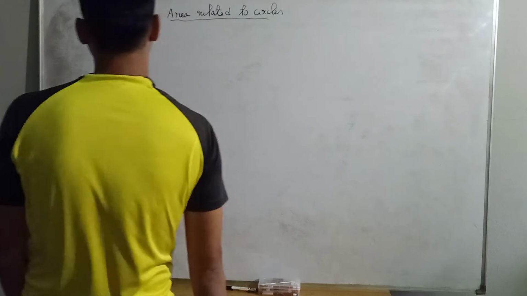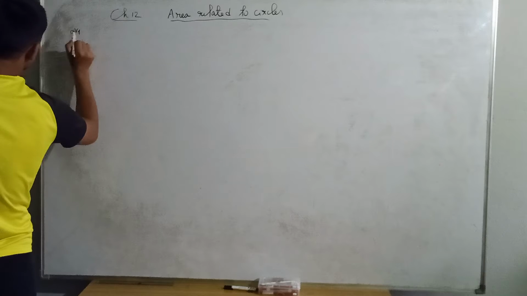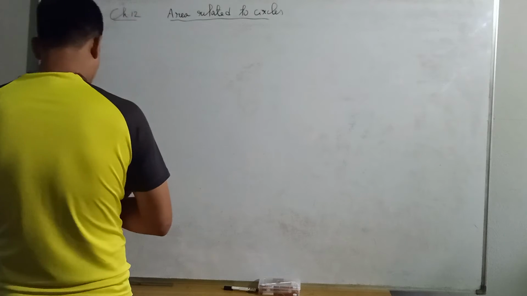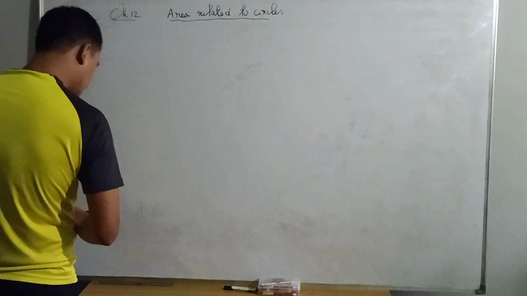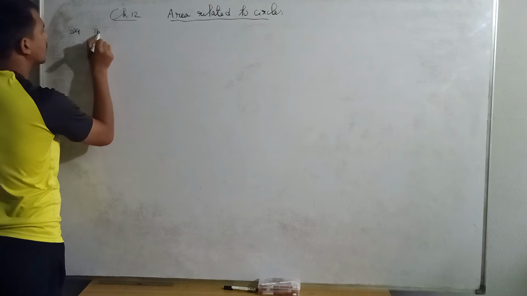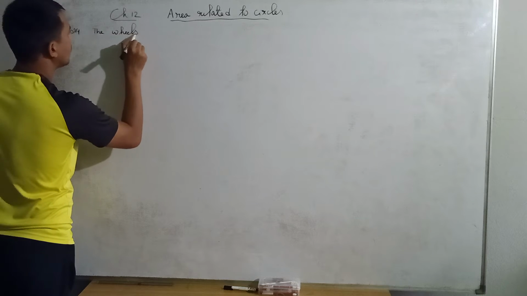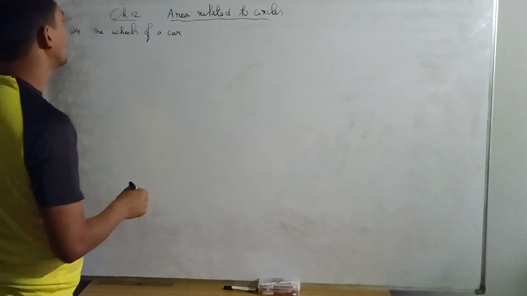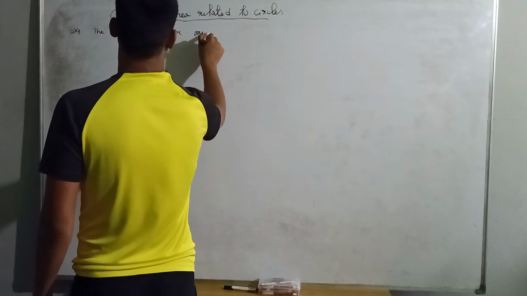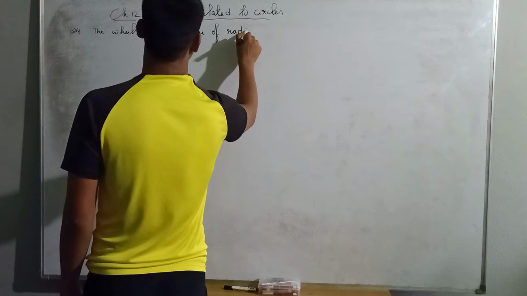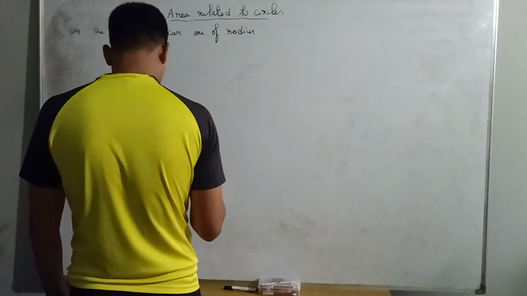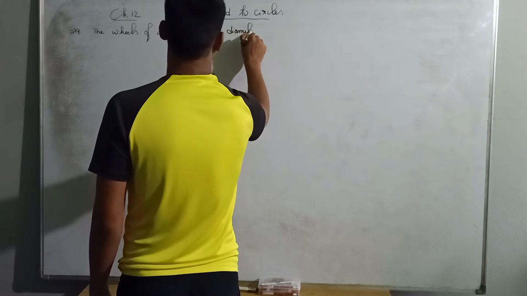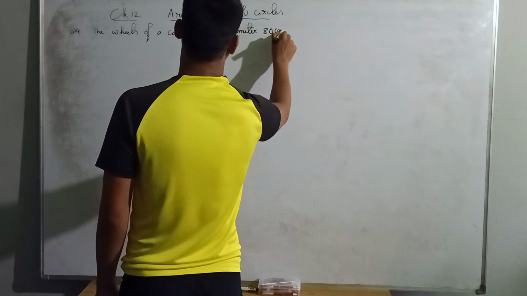Question number 4, I'm going to write down the question with the help of your NCERT textbook. Question number 4 says, the wheels of a car are of diameter 80 centimeter each. The diameter is given, not radius. Diameter 80 centimeter. Full stop.